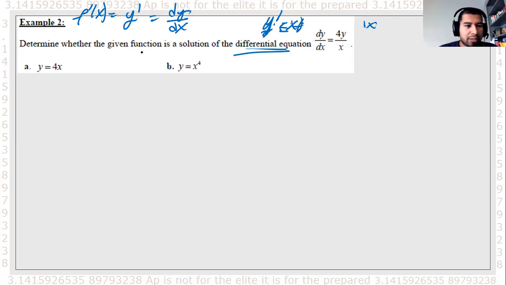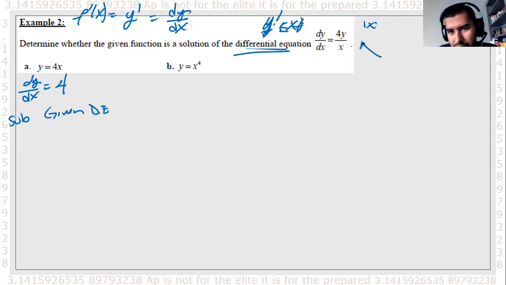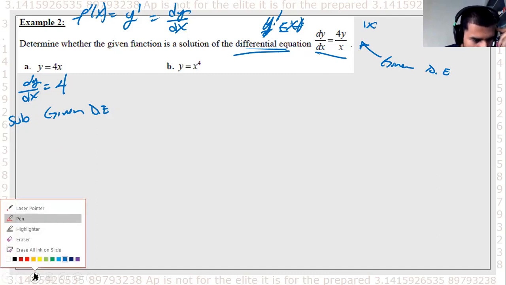Okay, so pretty much we're going to go ahead and do the same thing. We're going to derive this equation right here. So the derivative of y, we know that is dy dx. And I derive the right-hand side, that is just 4. Now that I have the derivative, I'm going to substitute into the given differential equation. So I have that dy dx is equal to 4y. So all I'm going to do is substitute right here.